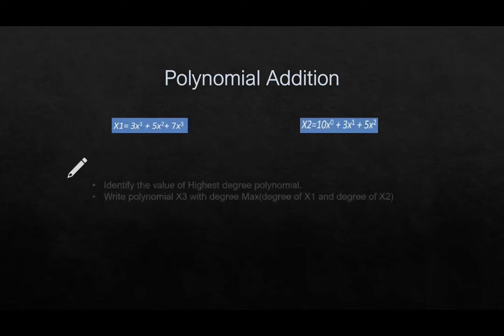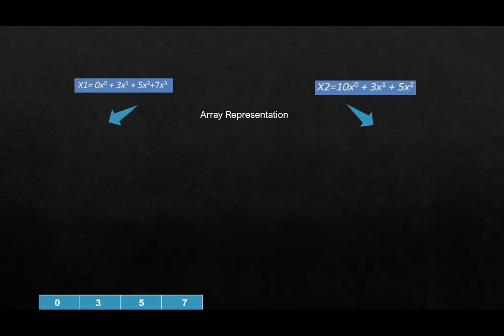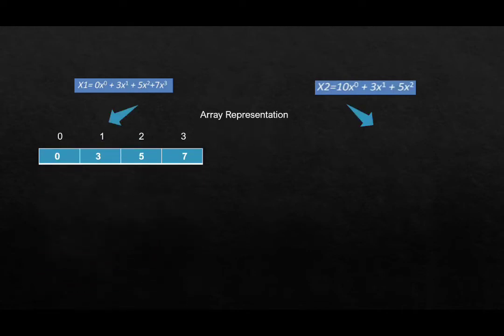Before going to addition, first we want to identify the degree of both polynomials to find the degree of the resultant polynomial. Here the degree of x1 is 3 and the degree of x2 is 2. So the degree of x3 is the maximum of the degrees of x1 and x2. So degree 3 is taken for polynomial x3. Next we represent the polynomials using array. Now we are going to add these two polynomials.